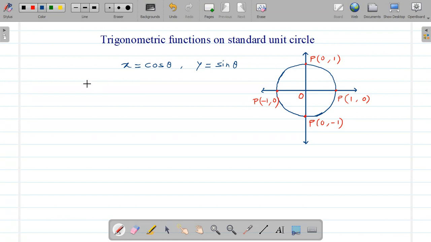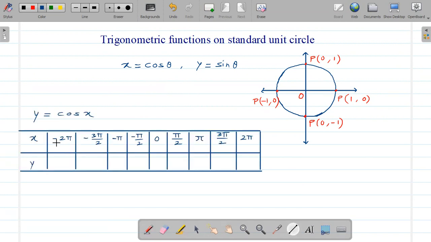Today we will draw the graph of the cos function. That is our main part. So let us see now. If the function is y is equal to cos x, then to get the graph of this cos function, we will take some standard angles like this. Now we will find the value of the cos ratio for all these standard angles.